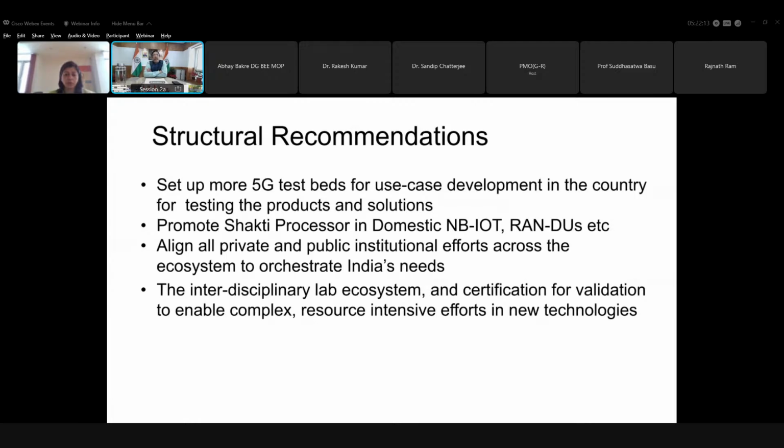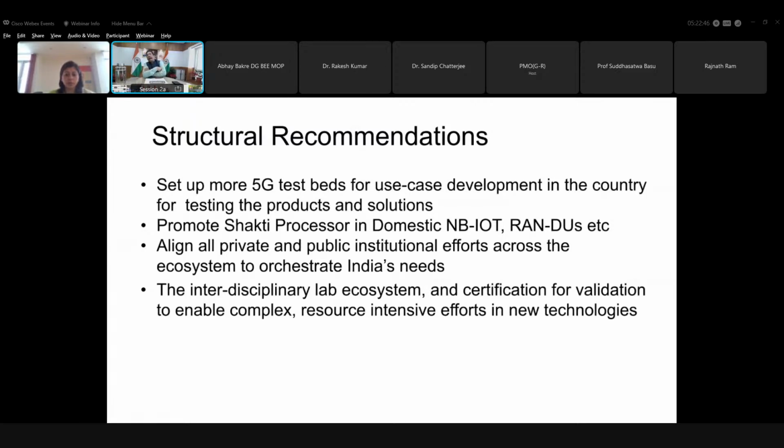Then there is also a need to align all private and public institutional efforts across the ecosystem, because it is felt that sometimes a lot of these R&D institutions, including within the government and outside, overlap and try to reinvent the wheel all by themselves. So it was felt that all of the institutions must join together in a collaborative effort where we divide the pieces of work and then collaborate for producing a whole. So this kind of an effort, I think, is required going forward. This was an excellent suggestion that was received.